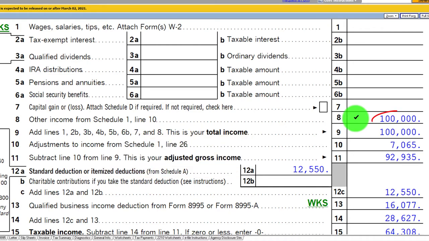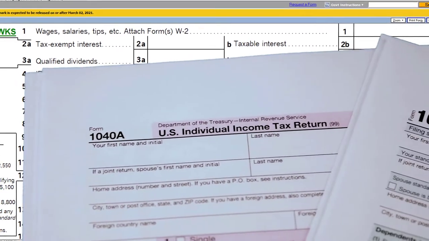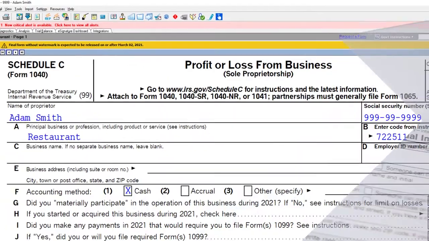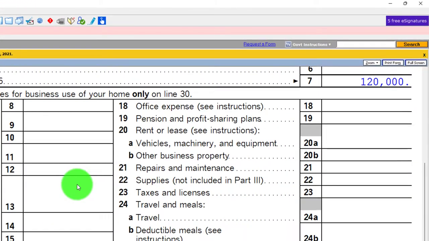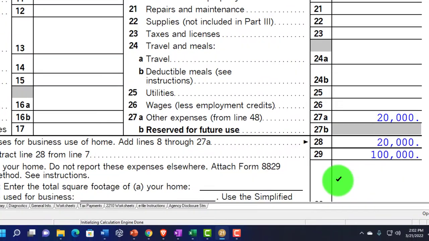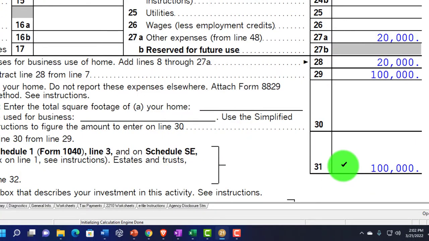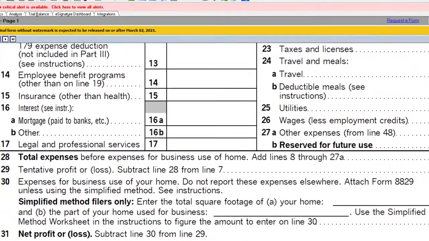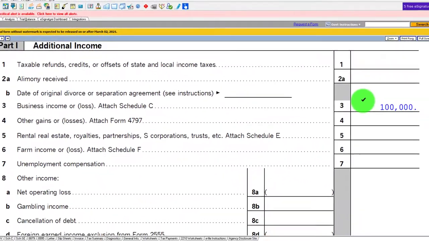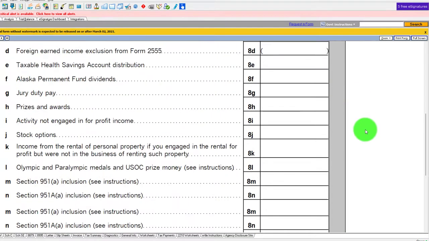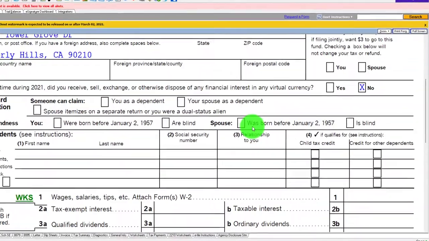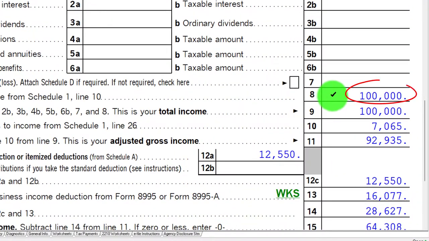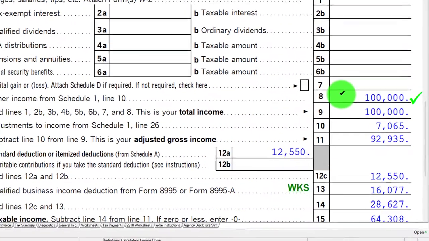Let's first see it just flow through to the first page of the 1040. That's going to be on the Schedule C. Profit and loss. This is basically an income statement for the business. 120 minus the 20 gives us the net income, in essence, on an income statement, the Schedule C, flowing through then to Schedule 1. So we have Schedule 1, the 100,000, line number 3, and that then totals up here, flows into page 1 of the Form 1040. So the net income from the Schedule C, in essence, here on line number 8.